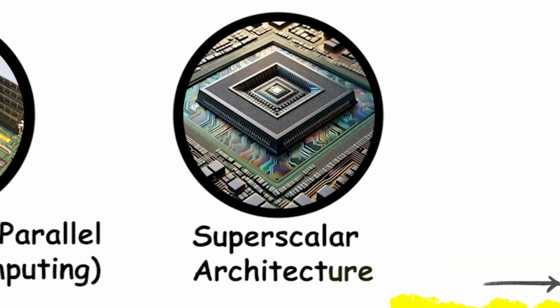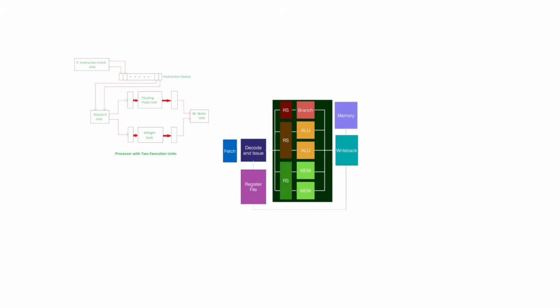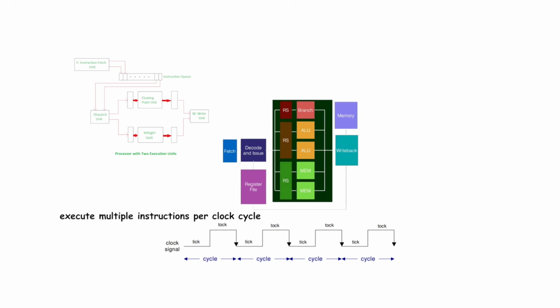Superscalar architecture. Superscalar architecture is a CPU design that allows the processor to execute multiple instructions per clock cycle by using multiple execution units inside the chip.